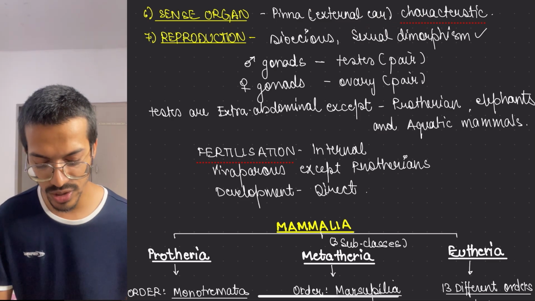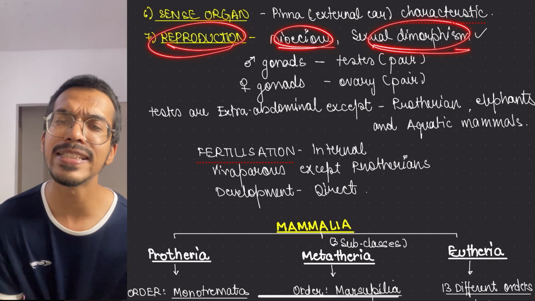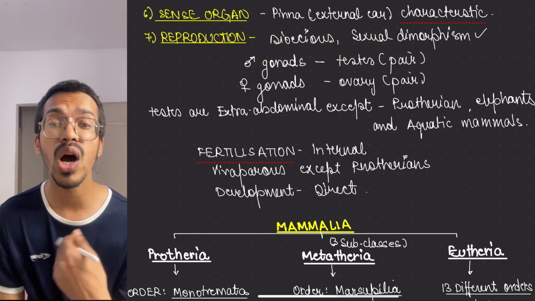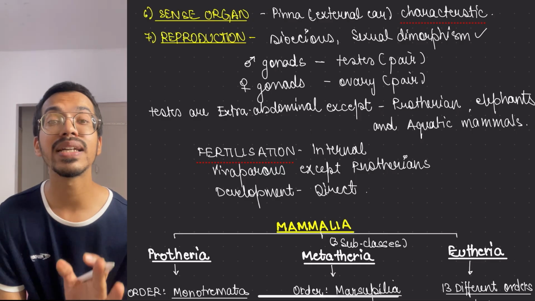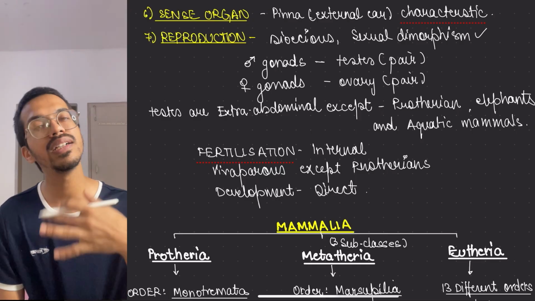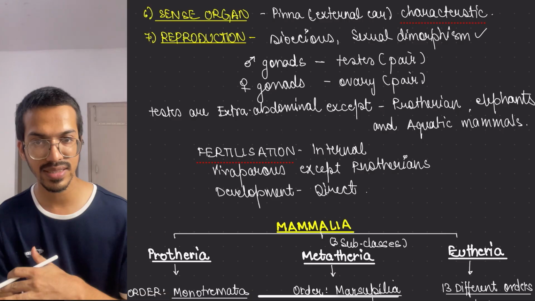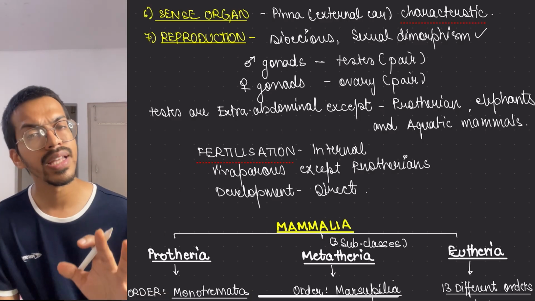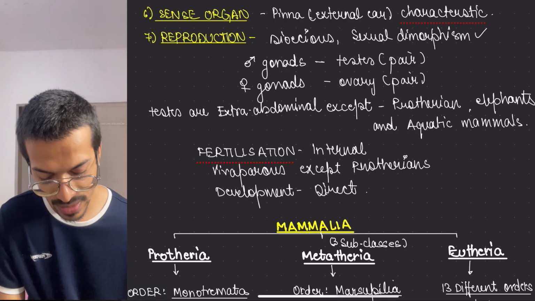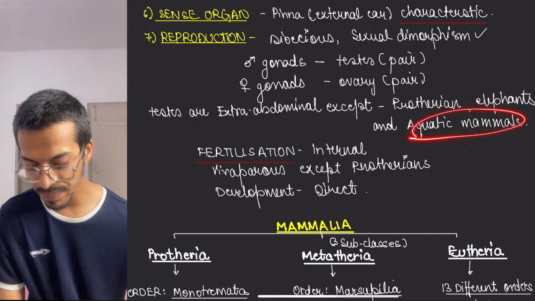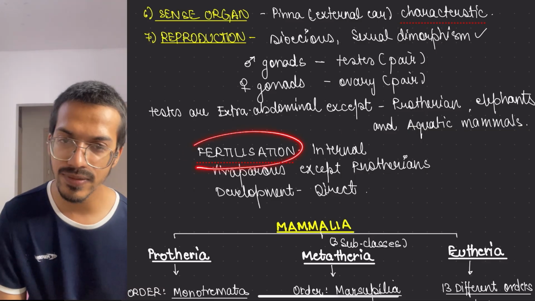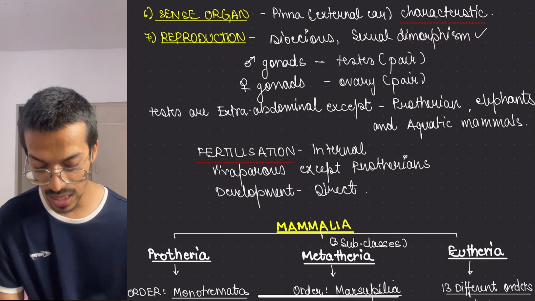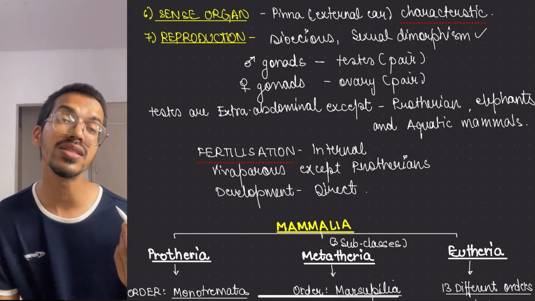Okay. Reproduction, dioecious, sexual dimorphism is seen. Male gonad is called testes, female gonad is called ovaries. Now the testes are normally present outside the body of the males, okay, but in some of them they are present inside. So intra-abdominal testes are present in the case of prototherian mammals. Example, we will learn it. Then your elephant also has that, and your aquatic mammals also have that. Okay. Next comes the fertilization. Internal fertilization will take place. Then they are viviparous, directly give birth to the young ones, except prototherians, which are oviparous, lay eggs.